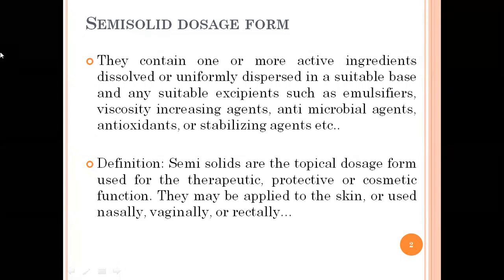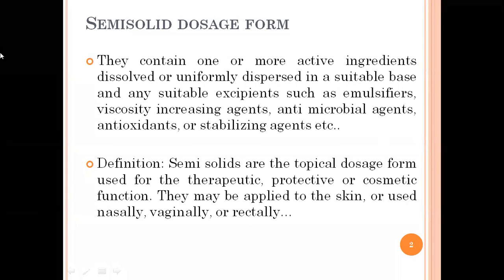We can utilize various excipients for maintaining the stability of the formulation, such as emulsifiers, viscosity increasing agents, then a preservative or antimicrobial agents. We can also add antioxidants or any other solubilizers and stability agents. So when we are basically looking for a semi-solid dosage form, they are basically to be applied on the skin, okay, and termed as used for topical application.